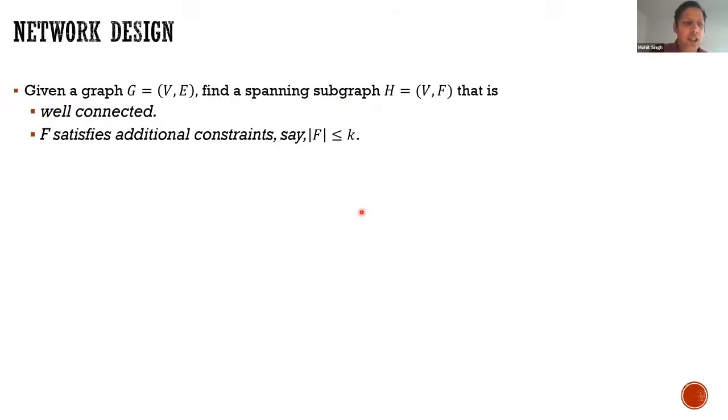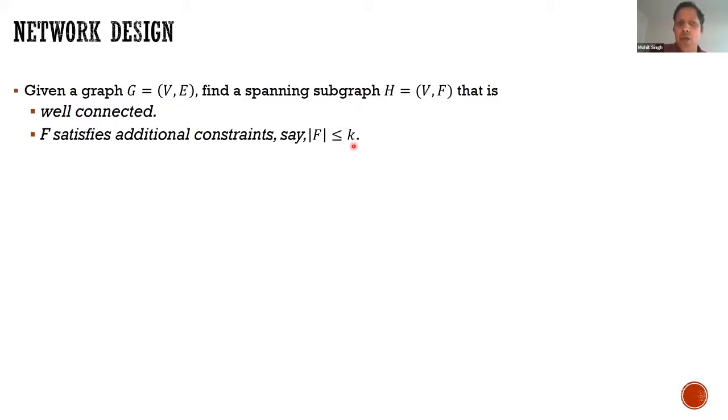Okay. Let me also talk about one more application from a very different area, network design. In network design, typically we are given some graph, and our goal is to find some spanning subgraph. So not pick all the edges, but some subset of the edges, such that we want the subgraph to be well connected. And moreover, we want to make sure we don't pick too many edges. For example, we have maybe some cardinality constraint on the set of edges that you pick: you pick no more than k edges.